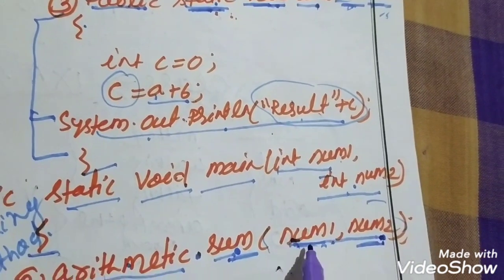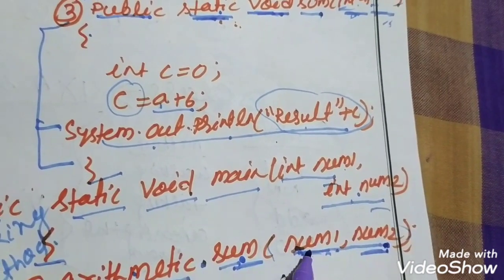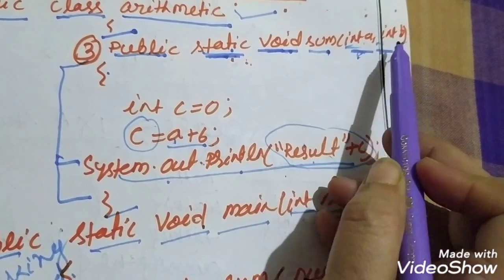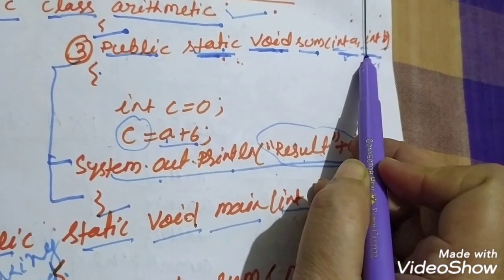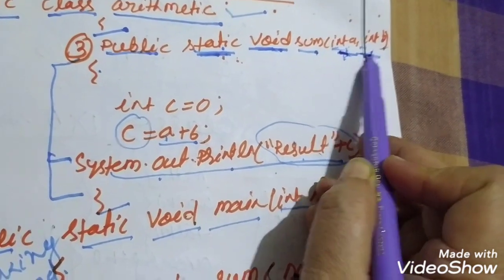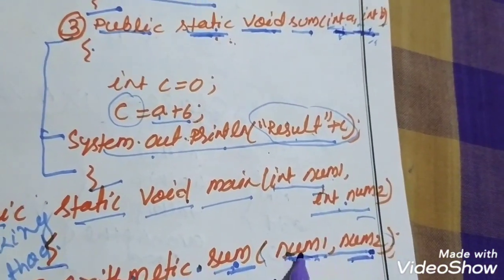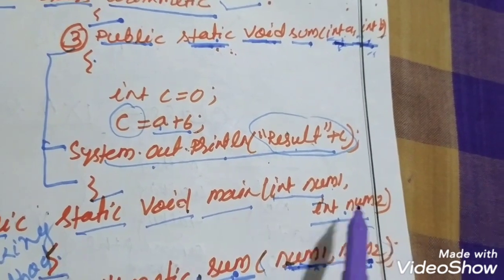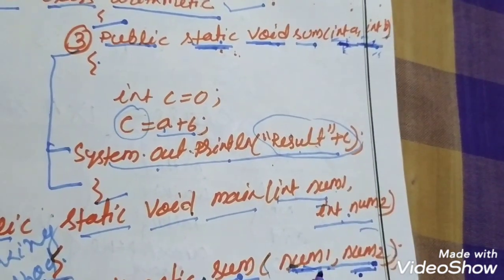Now you may be confused. You can ask, ma'am, it is written norm1 and norm2 and here you have written a and b. Actually, these are known as the formal arguments and these are known as the actual arguments. So it is just a copy of the actual arguments.